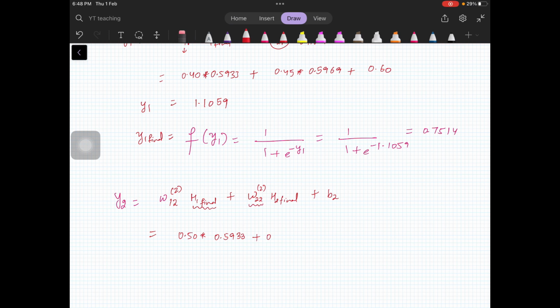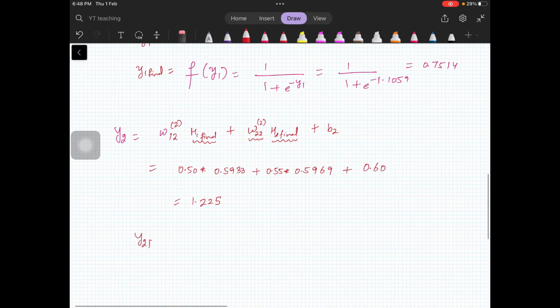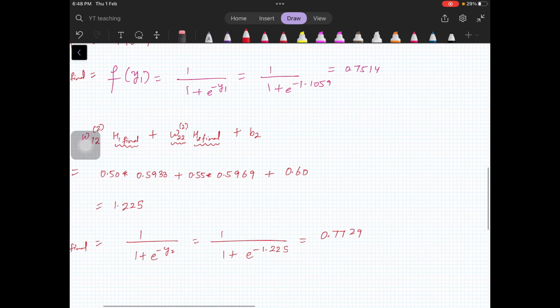Okay, and for the next one, what was your weight? It is 0.55, and what is your h2 final? This is 0.5969, and then your weight is 0.60. So this is 1.225. Okay, so now you have your y2 final, that would be 1 over 1 plus e raised to power minus y2. So that is 1 over 1 plus e raised to power minus 1.225, and that comes out to be 0.7729. Right. Now you see we have our y1 and y2.